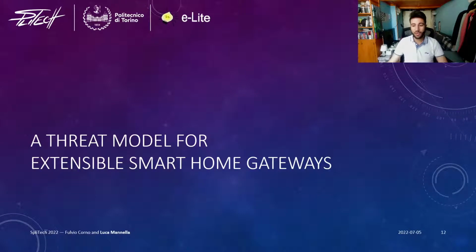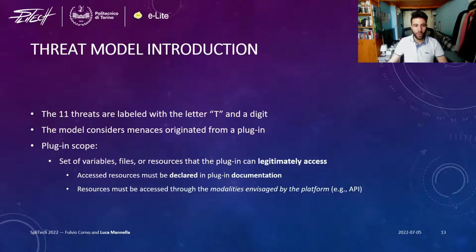So let's now have a look at the proposed threat model. We have 11 threats in this model, labeled with a letter T and a digit, and I want to specify that the model considers menaces originated only from a plugin.